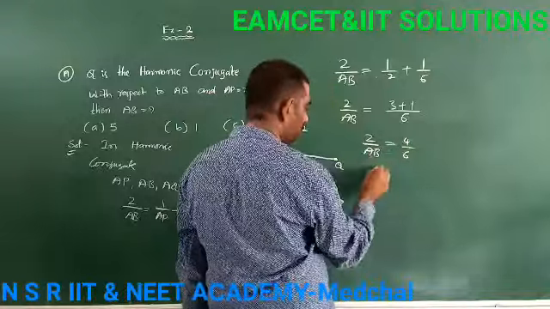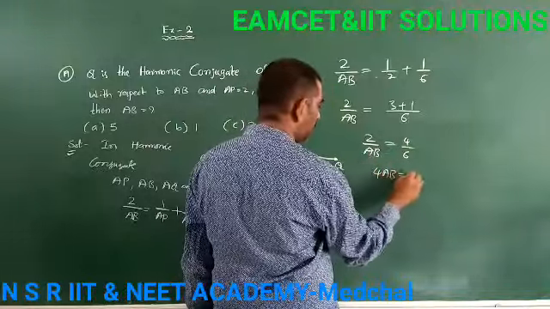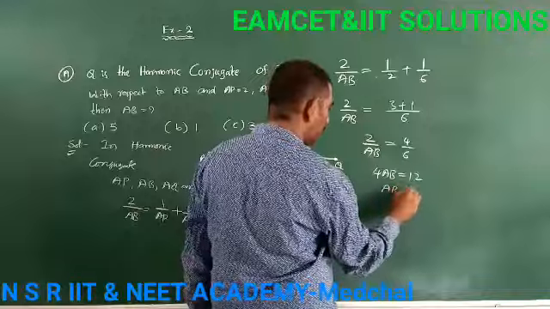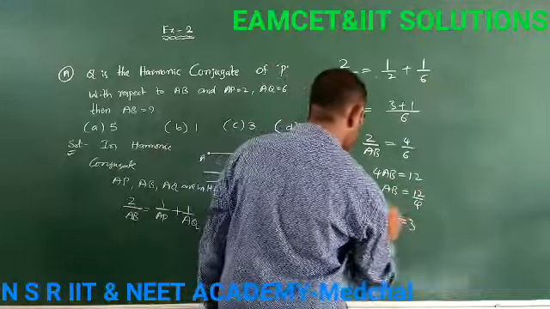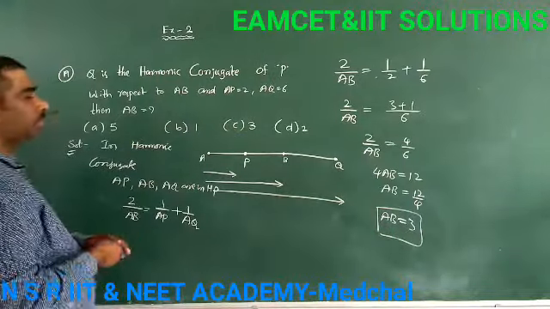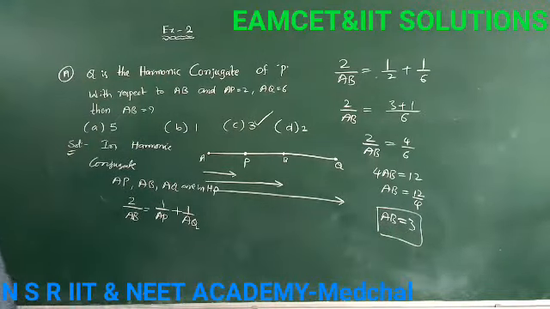So cross multiply here, 4 AB equal to 6 2s are 12. So AB equal to 12 by 4. So we get AB equal to 3. So the value of AB equal to 3. So our answer is C.